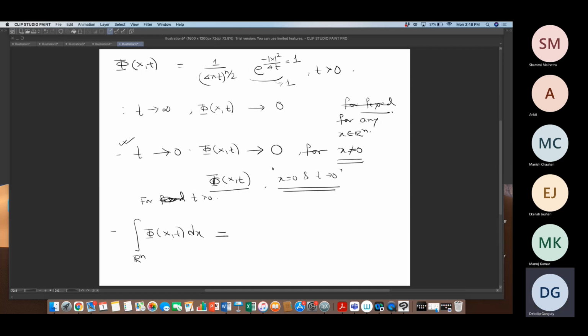For any t positive, what is the value of this integration? What happened? This you haven't studied in measure theory? What is the integration of e to the power minus a mod x square, some constant, equal to 1? This you haven't studied in measure theory?